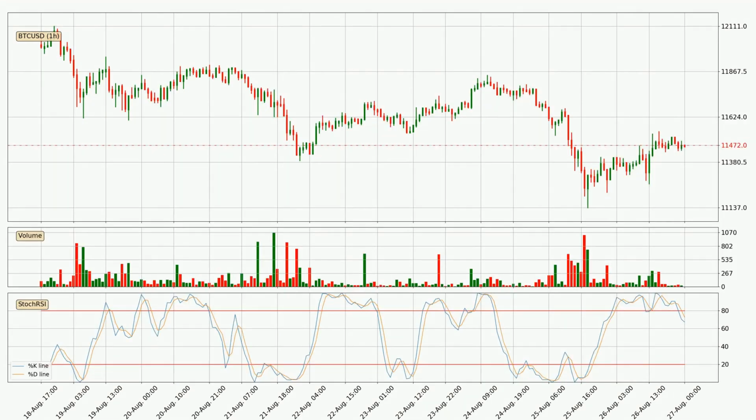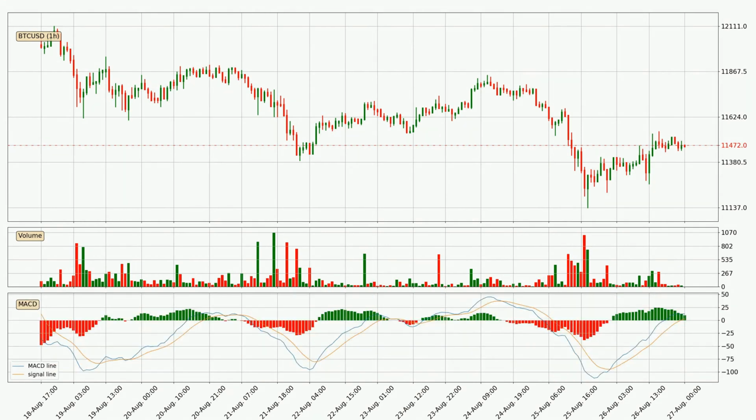Looking at the hourly stochastic RSI, there are no signs of the stochastic RSI being oversold or overbought at this time, but we can see that the trend is currently going down because the K line is below the D line. Jumping to the hourly MACD, seeing as the MACD line is above the signal line, the trend is currently on the up.